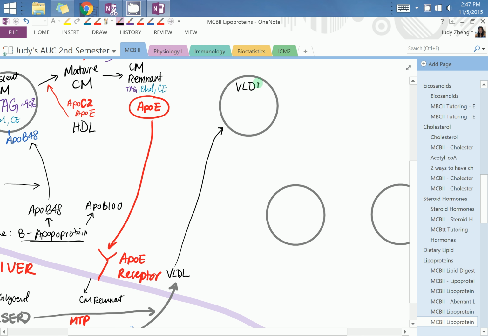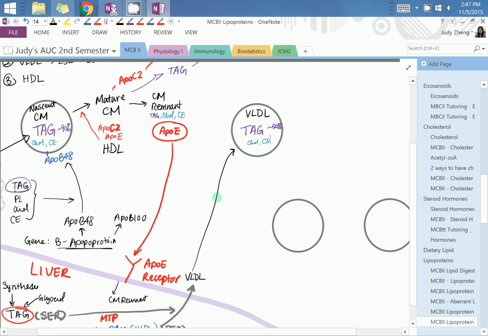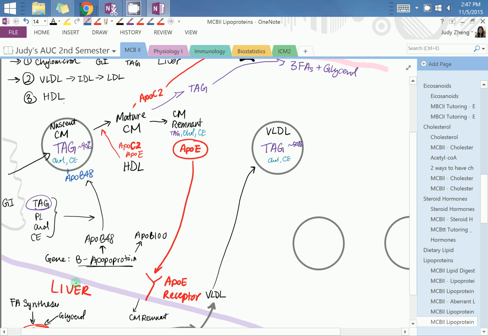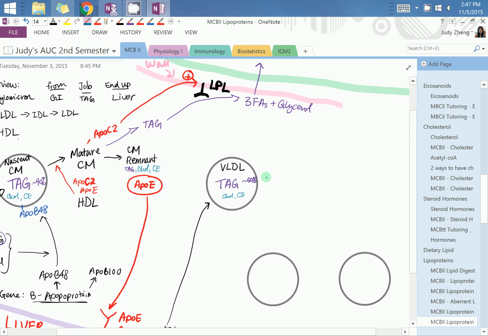VLDL. Just like the chylomicron, the main component of this is the triglycerides. And here it's made of somewhere around 50% triglycerides. And just like the other one, it has some cholesterol and some cholesterol ester. And it's going to do the same thing, very similar to the chylomicron. The only difference is that it came from the liver. But it's going to do the same thing. It's going to drop off some triglycerides.